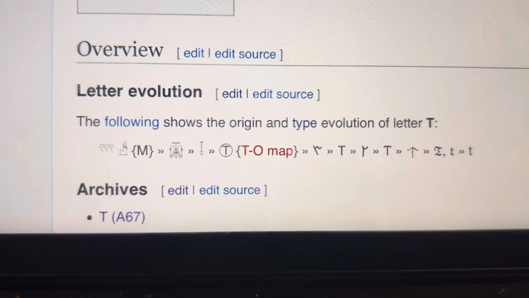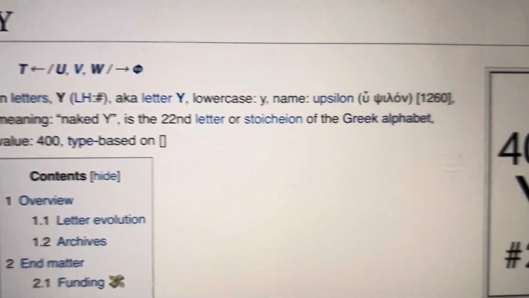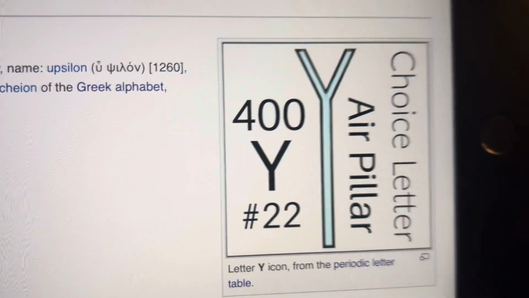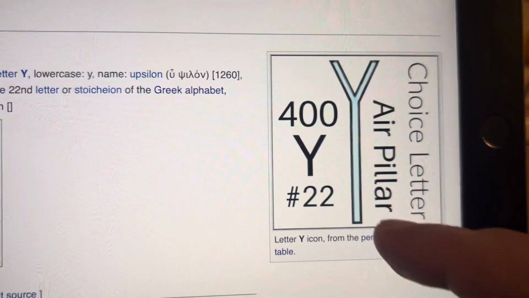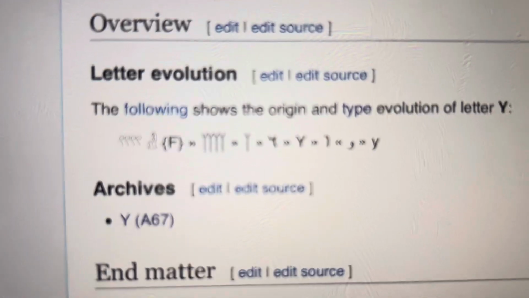Letter Evolution. Y, Upsilon. These are the shoe support pillars, which 4 of them hold up the stars of space. Or letter B, letter Evolution.